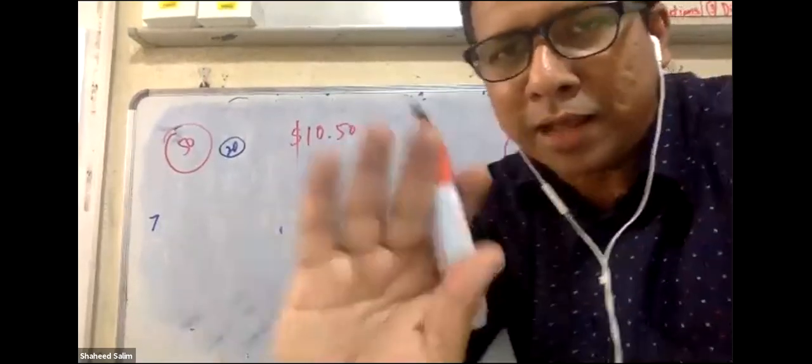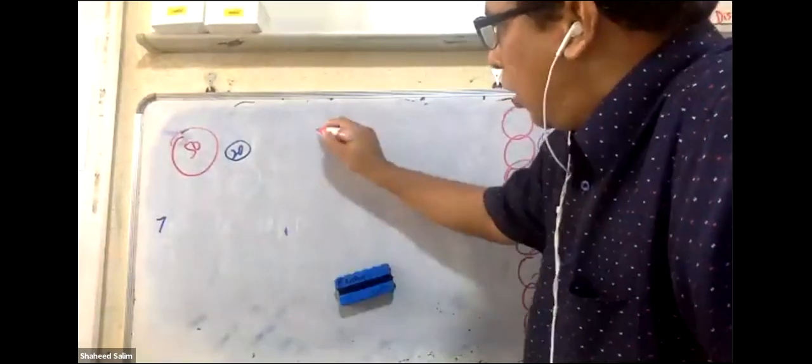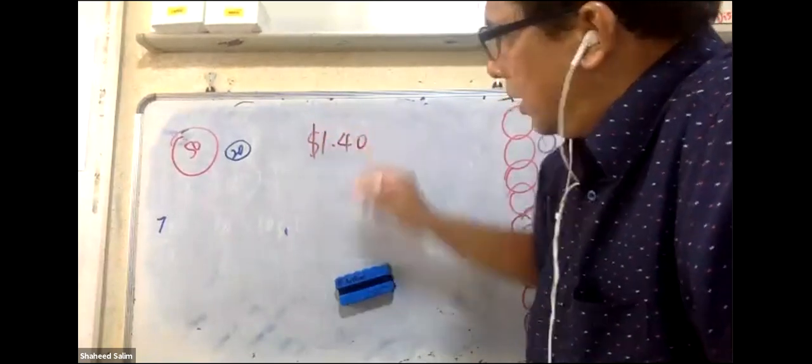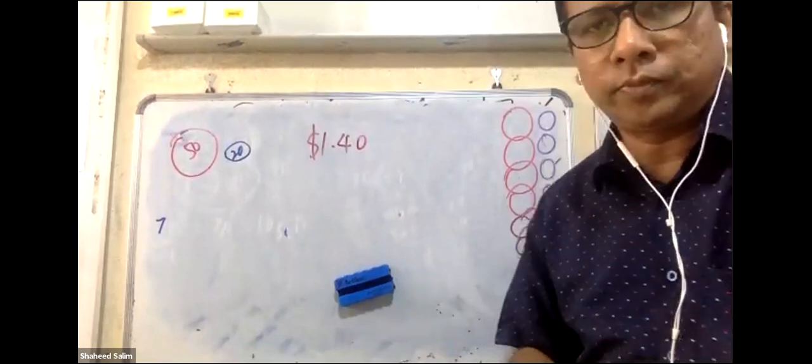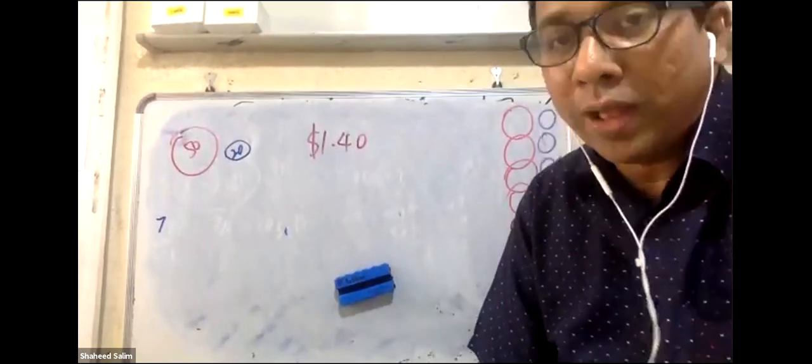You must understand the concept first. Is it tough? Okay, it's tough. Stop. I give you a very simple one. The total value is $1.40. How many coins altogether? Same number of 50 cents, same number of 20 cents. Well done, Shafika.